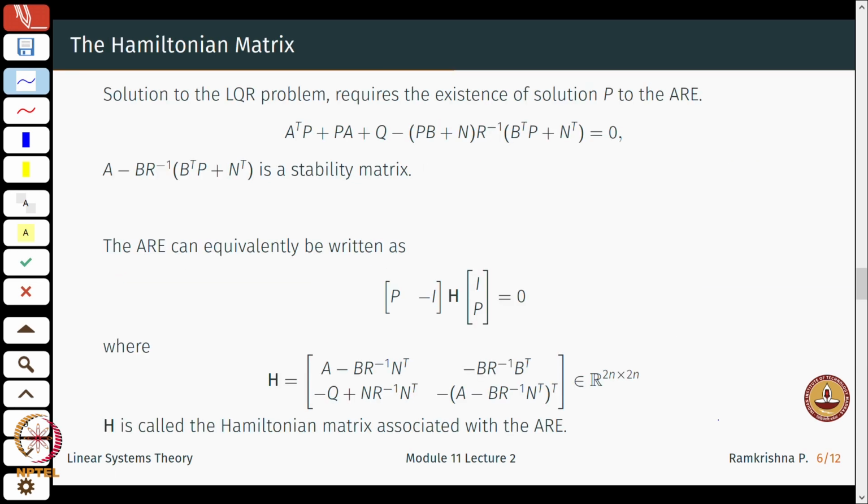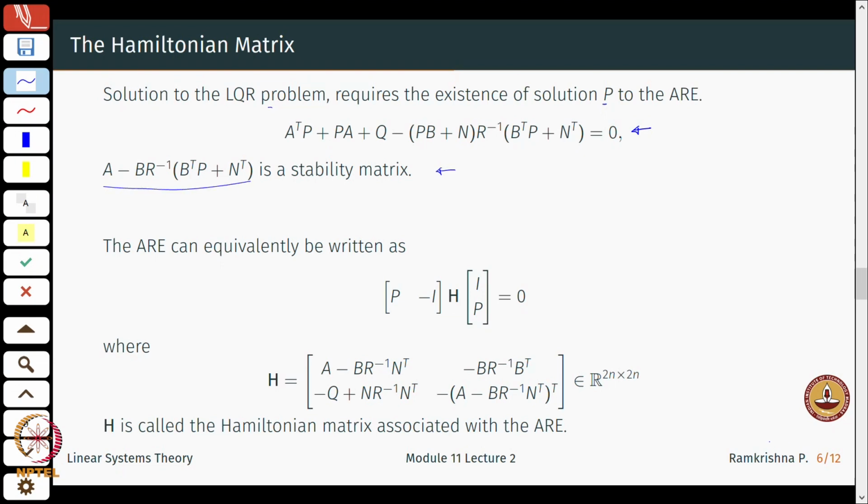Okay. So the first step to analyze this problem regarding the solution of the Riccati equation is to define something called the Hamiltonian matrix. Okay. So what does it mean when I say I am looking at the solution to the LQR problem? Well, the solution to the LQR problem requires existence of the solution P to this equation, right. Everything else apart from P in this equation is given, and such that this closed loop A matrix is indeed a stability matrix.